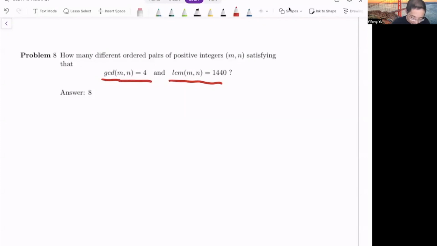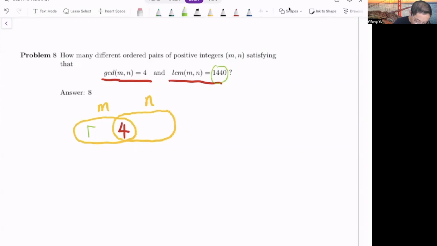Okay, now let's look at this. Suppose this is the number m, and then here we have another number, which is n. They have a greatest common divisor, or we say GCD, GCF, greatest common factor, of 4. And then the least common multiple is 1440.